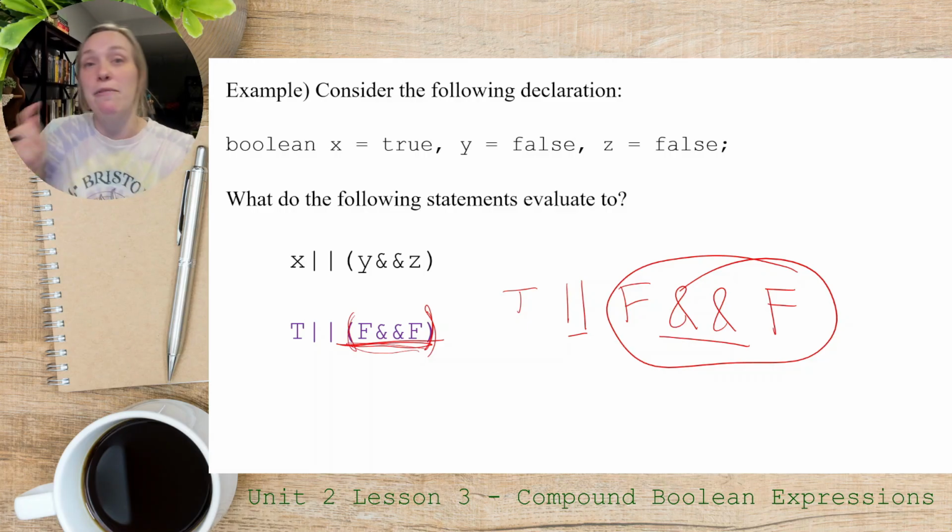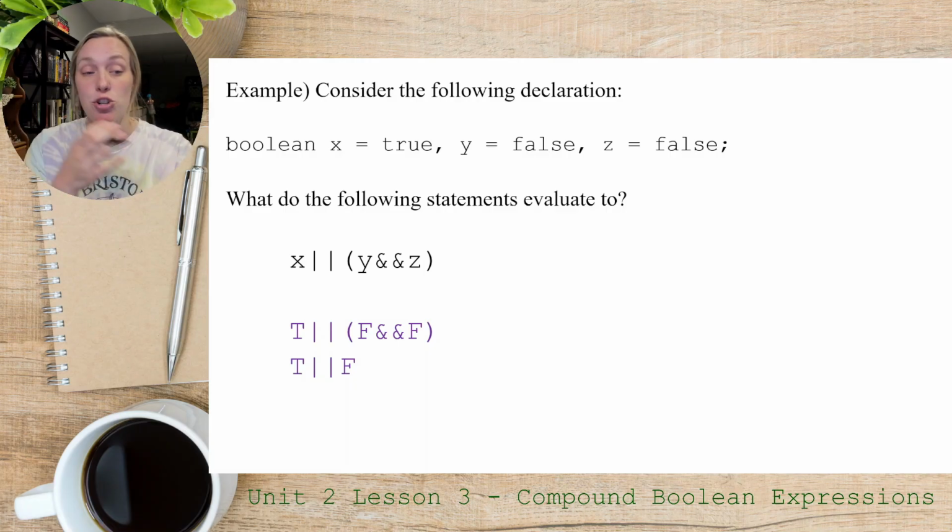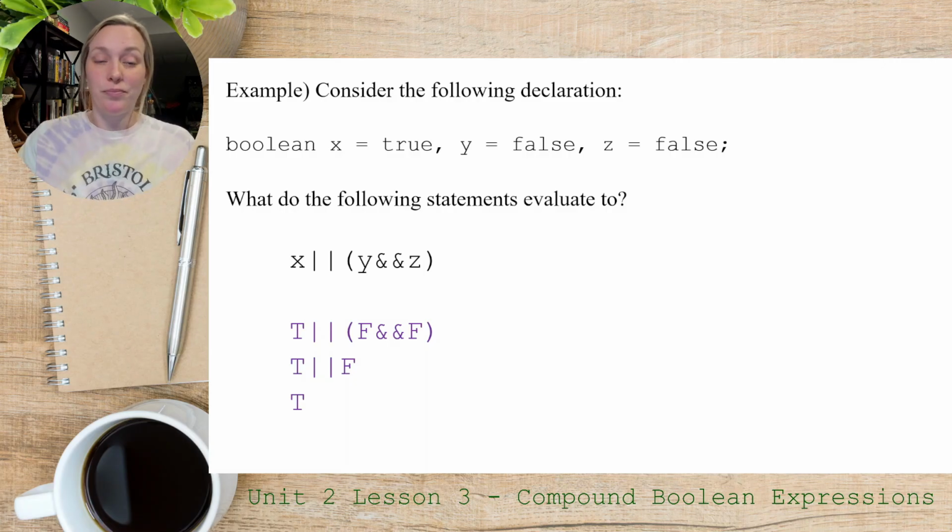F and F, what does that evaluate to? If we have 2 falses, what does the and evaluate to? That will evaluate to false. Okay, so we simplify that, and then we're left with the expression true or false, which evaluates to true. Okay, so that statement is going to evaluate to true.